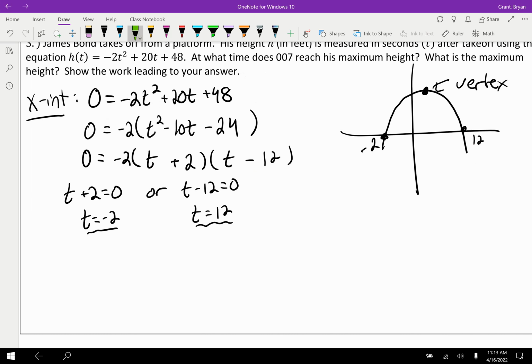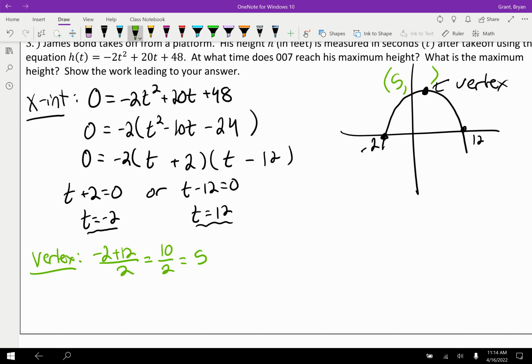But our ultimate goal is to find the vertex, so we should probably do that. Vertex-wise, we need to know what's in the middle of negative 2 and 12, so let's add those together and divide by 2. 12 minus 2 is 10. 10 divided by 2 is 5. So I know my vertex then is 5 comma something.